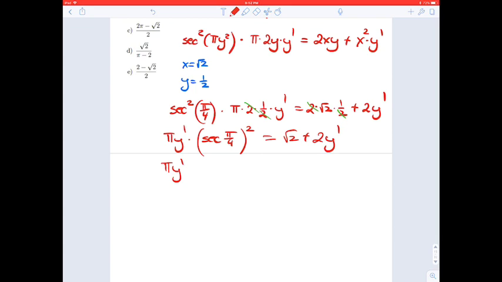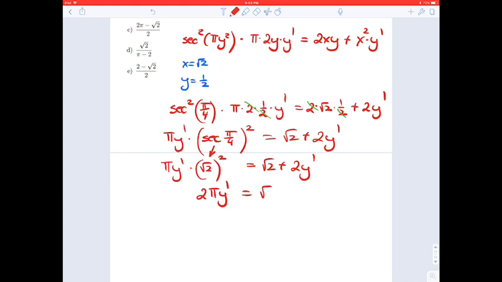Secant at 45. Secant is a reciprocal of cosine. That means if we remember cosine, 1 over square root of 2, secant is just square root of 2 at 45, at pi over 4, squared. Yes, a little bit of unit circle. Root 2 plus 2y prime. That means squaring root 2, we're getting 2 pi y prime.